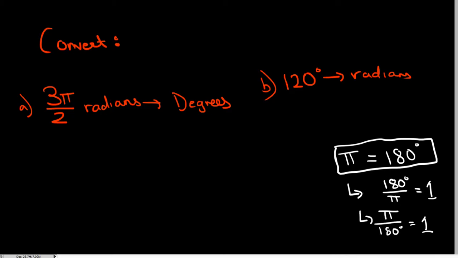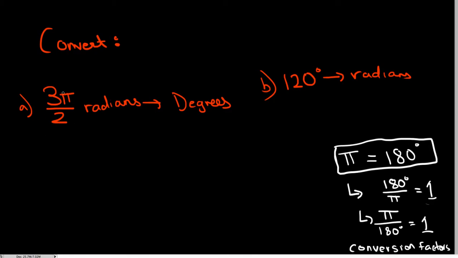So we know that these two are going to be equal to 1. So we can use these as what we call conversion factors. So these are conversion factors. Now when we use a conversion factor, we are in a sense multiplying by 1 because these two are equal to 1, but we are just changing the look of things. Okay, so let me just show you how that's done.